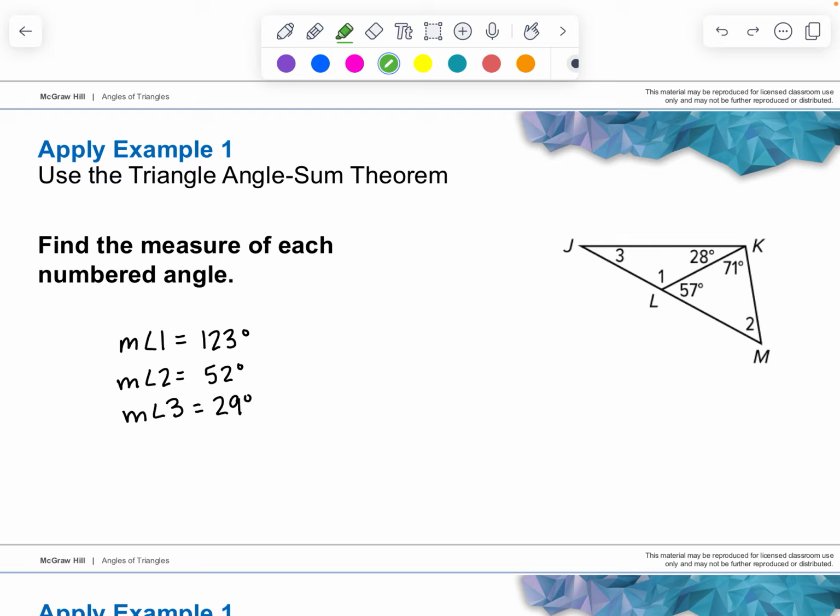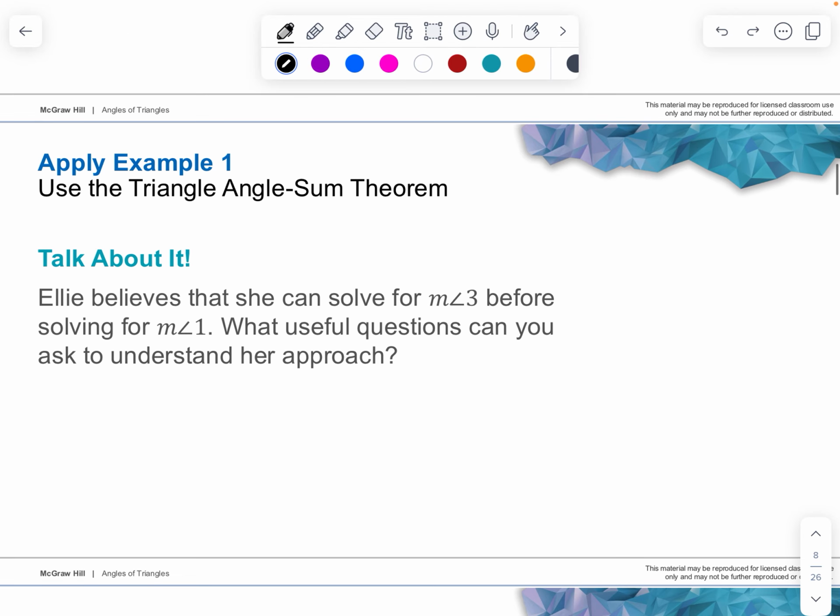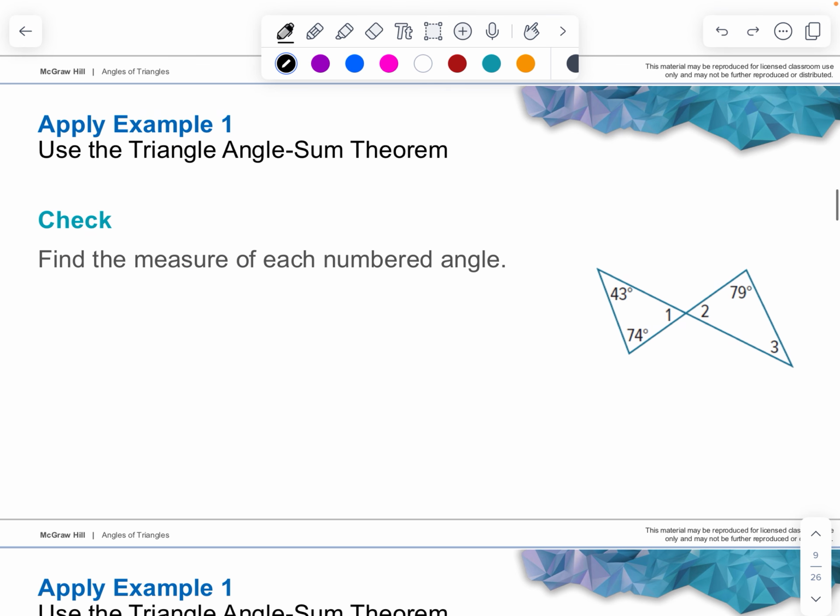You could also have found that these add to 180 and ignored these ones, because that would make a whole big triangle in there then. Does that make sense? Just another way to do that. All right. Let's see. Go ahead and try that.